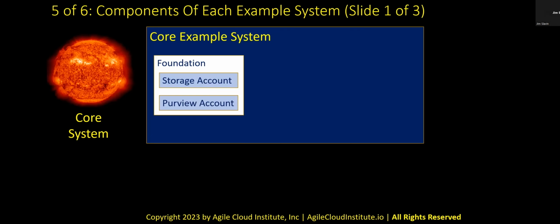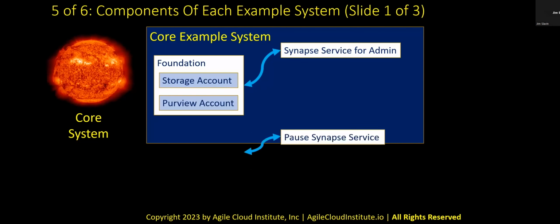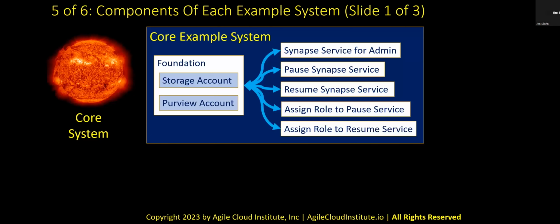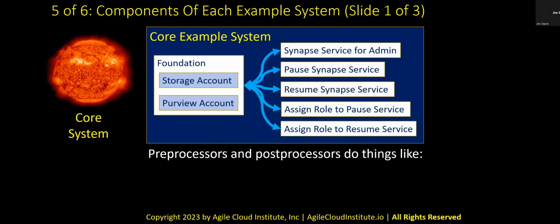There are several types of services that are included in the core system example. These include a Synapse Workspace service for the data lake administrator to use, a service that pauses Synapse at a specific time each day so that your organization does not have to pay for time it does not use, a service to resume Synapse at a specific time the next day so that the Synapse service is available when it is needed, and 2 services that each assign a role that authorizes the pause and resume services to do their assigned tasks. There are also preprocessors and postprocessors in the example core system.